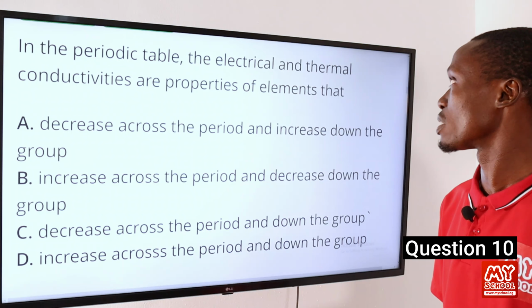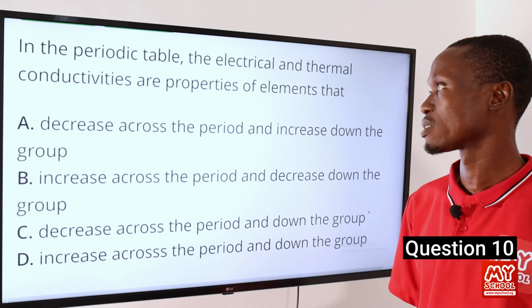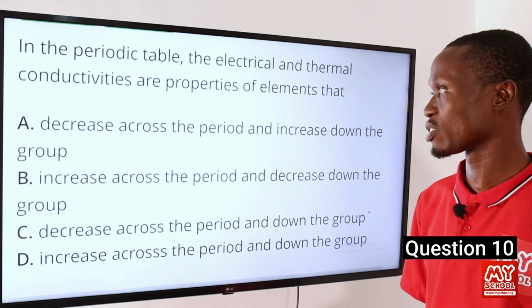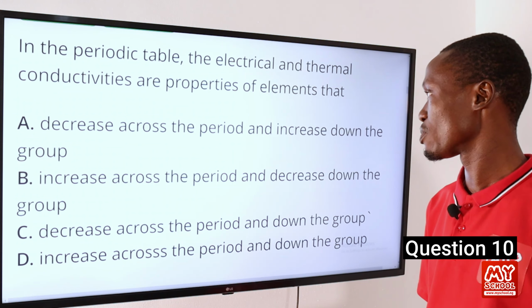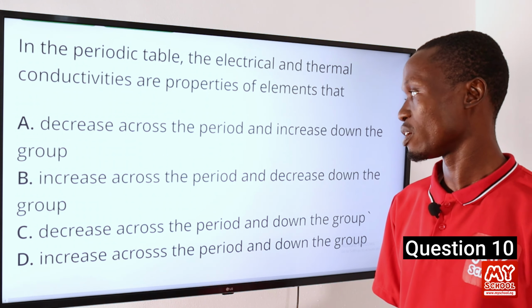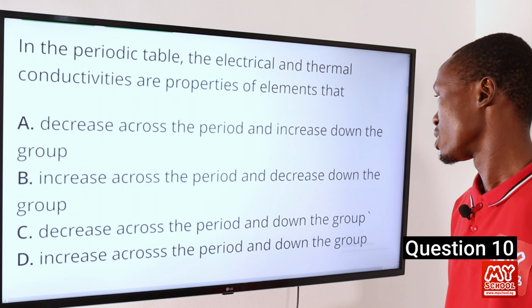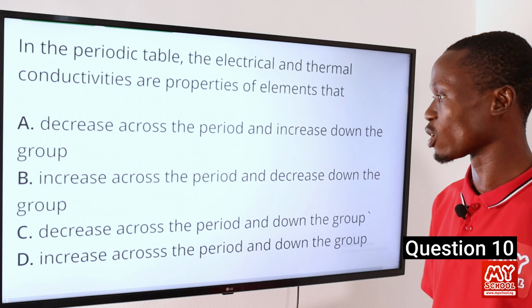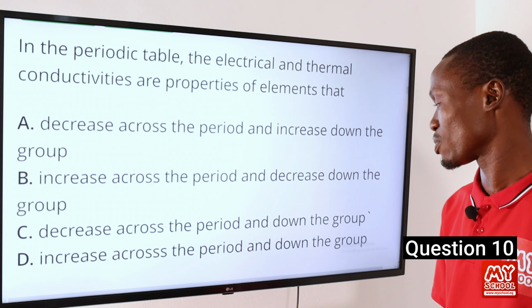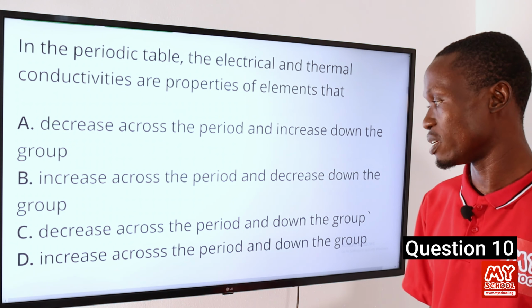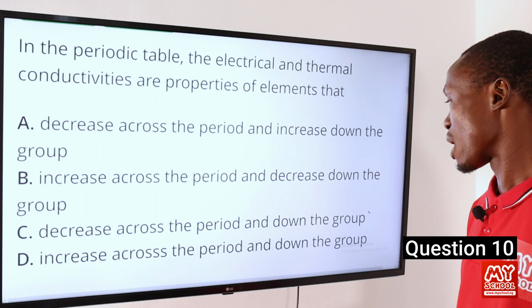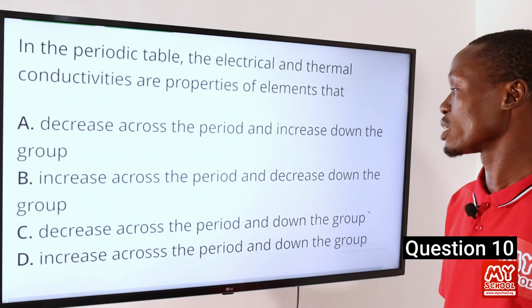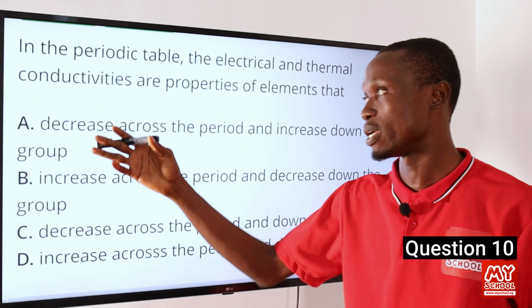In the periodic table, the electrical and thermal conductivities are properties of elements that dash. A, decreases across the period and increases down the group. B, increases across the period and decreases down the group. C, decreases across the period and down the group. D, increases across the period and down the group. So the answer to this question is option A.